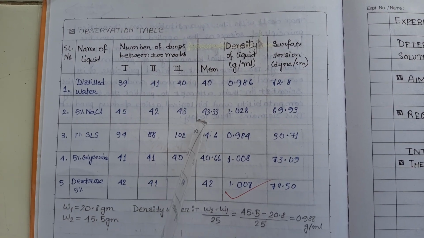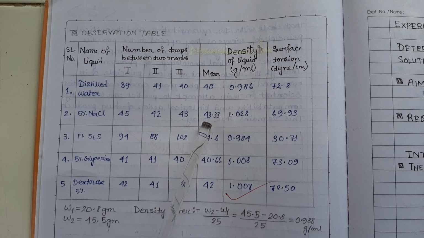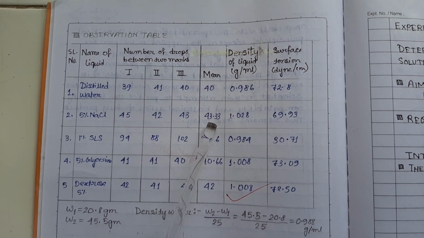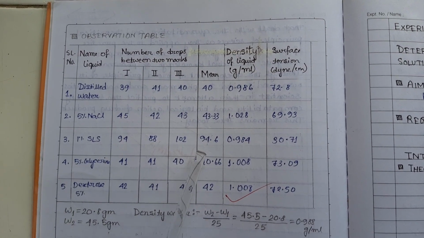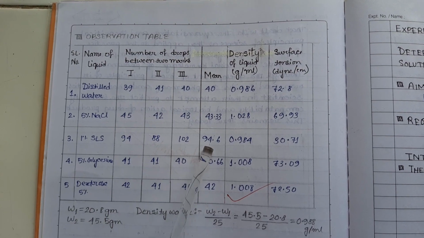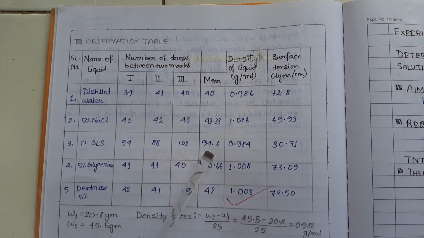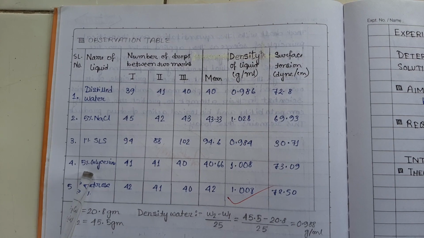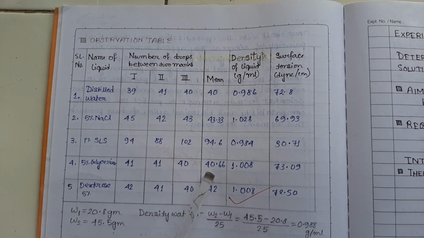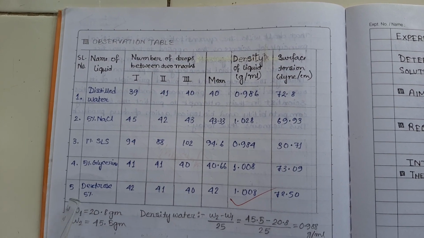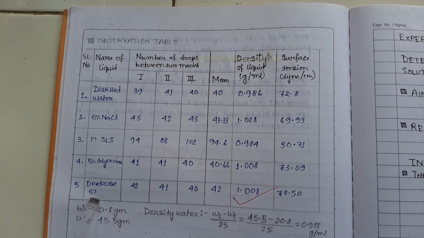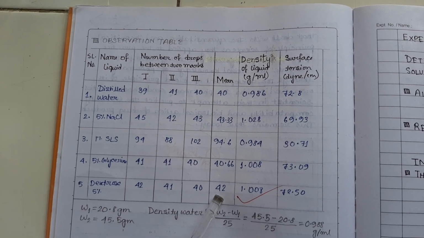Like this, for 5% sodium chloride, 1% SLS, 5% glycerin and 5% dextrose, we got all these values. The average number of drops is 43.33 in the case of 5% sodium chloride. In the case of 1% SLS, the mean number of drops is 94.6. For 5% glycerin, the mean number of drops is 40.66. And for 5% dextrose, the mean number of drops is 42.